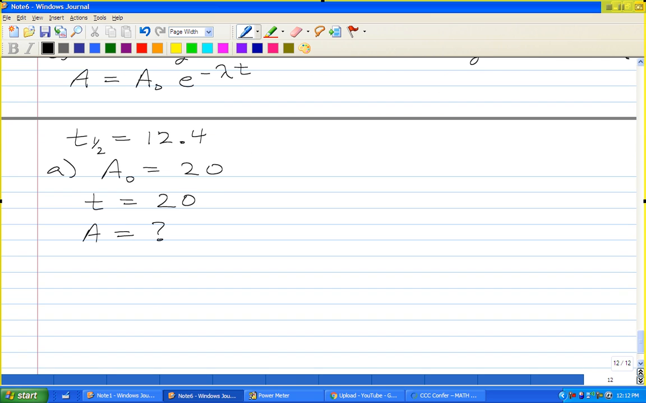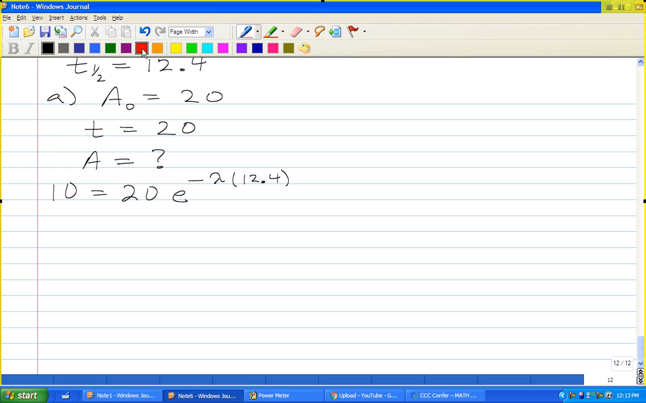Okay, so we start out with 20 grams. We have some decay constant, and you want to figure out how much remains. Well, unfortunately, I don't know the decay constant, so I'm going to have to figure it out. To figure that out, I know that in 12.4 years, one half of what I originally had will decay. So if I start out with 20 grams, in 12.4 years I'll have 10 grams, divided by 20. And so 0.5 is equal to e to the negative 12.4 lambda.